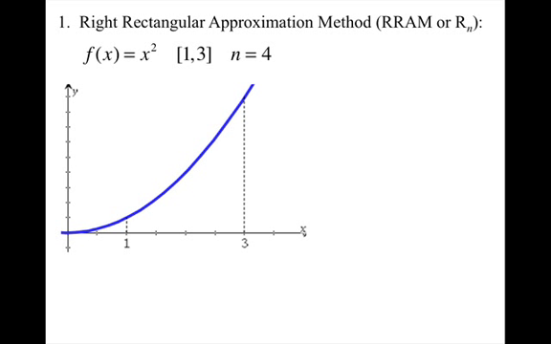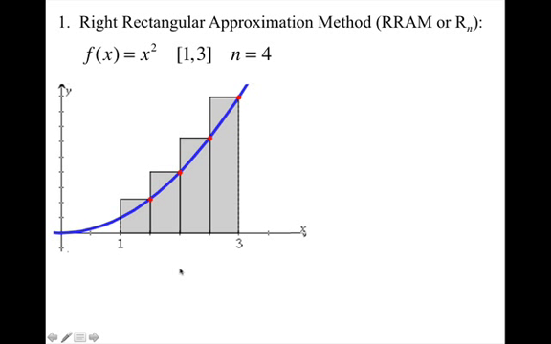All right, so we're going to first look at the right rectangular approximation method. And it can be abbreviated as RRAM or R sub n, where n represents the number of rectangles you're calculating. All right, so we're going to use the function x squared from 1 to 3 with n equals 4, so with 4 rectangles. So we're going to start off with our graph, x squared, and this was the graph that you guys used in the class activity earlier today.